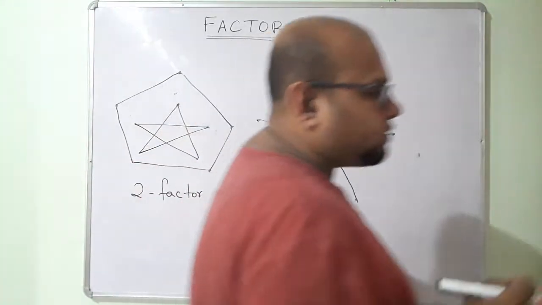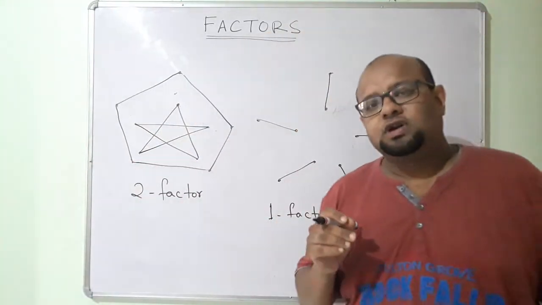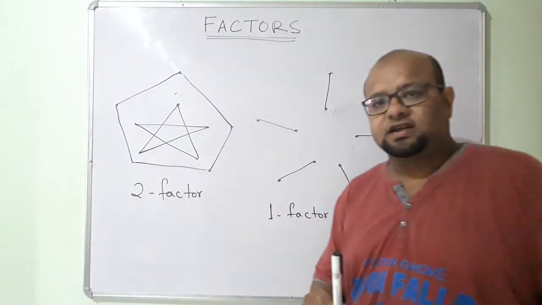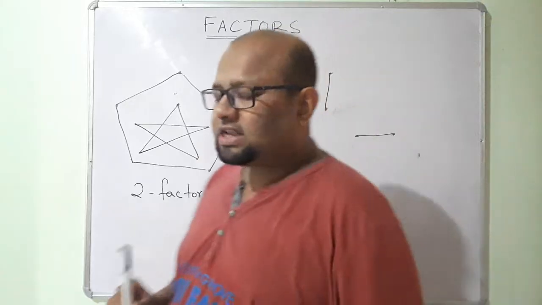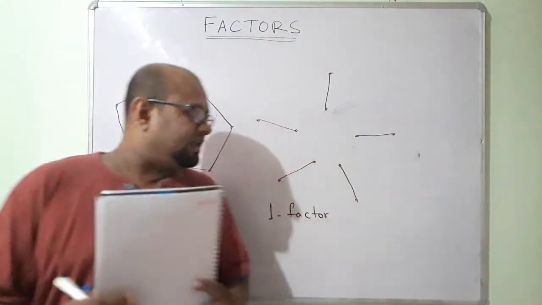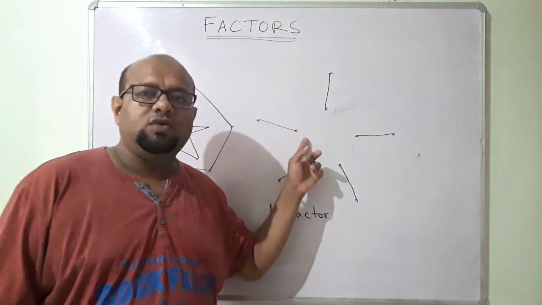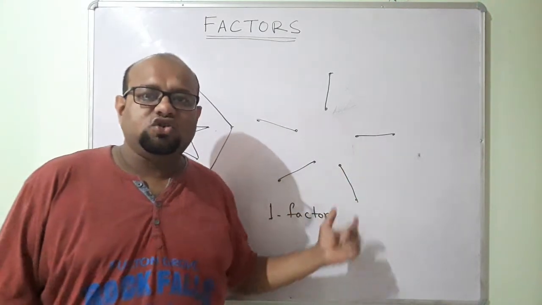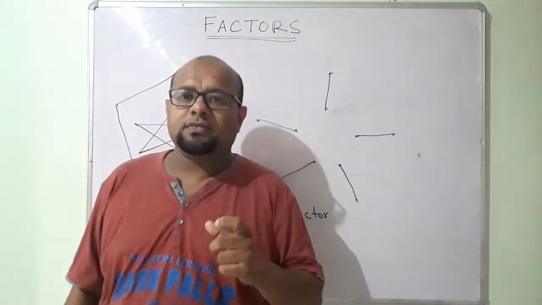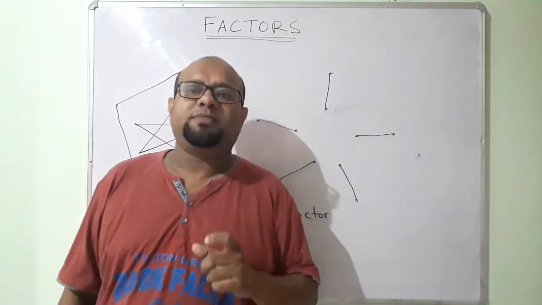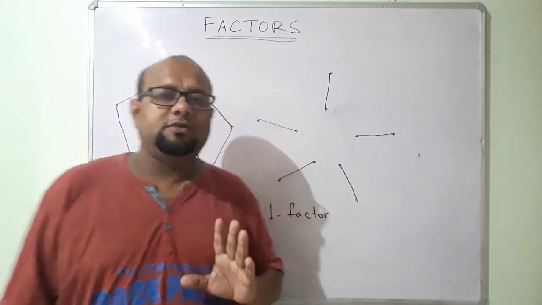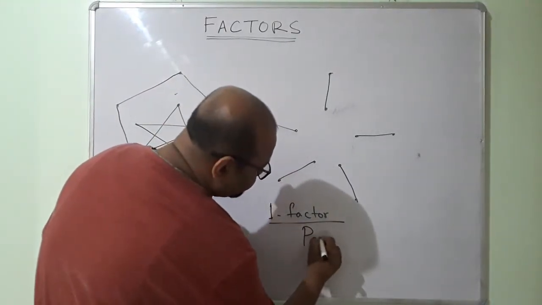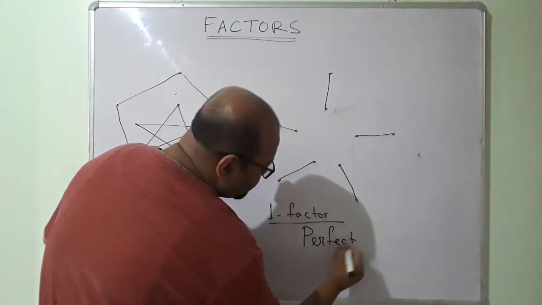Now there is something I want you to realize about a 1 factor. If I get a 1 factor out of the graph, what does that mean? That means that each vertex is connected to only one other vertex and all of the vertices are here. So a 1 factor of a graph is a perfect matching of the graph. So remember that a 1 factor is a perfect matching.